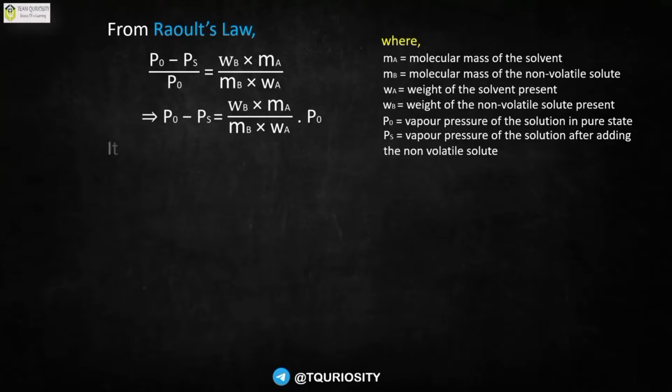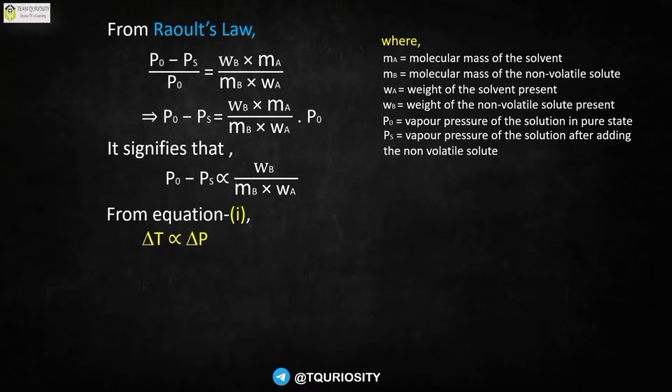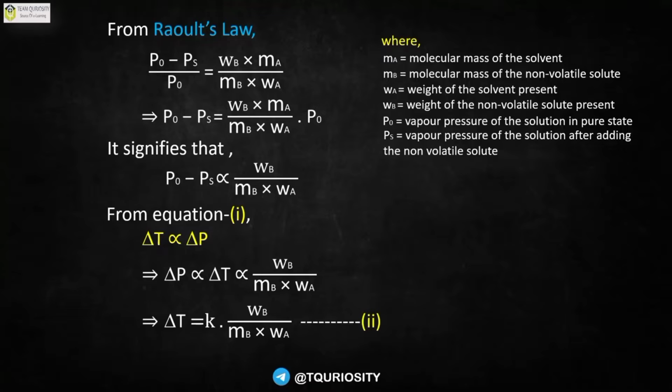It signifies that P0 minus Ps is proportional to Wb by Mb into Wa, taking P0 and Ma as constant terms. From equation 1, we got that delta P is directly proportional to delta T. So we can write delta P is directly proportional to delta T, which is again directly proportional to Wb by Mb into Wa. This implies that we can write delta T is equal to K whole into Wb by Mb into Wa. Take this as equation 2, where K is the elevation constant.